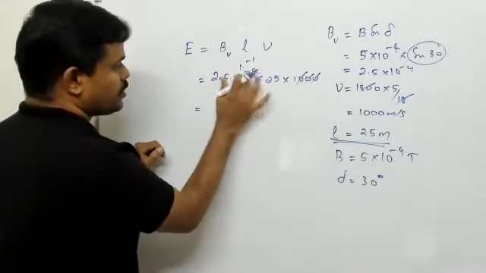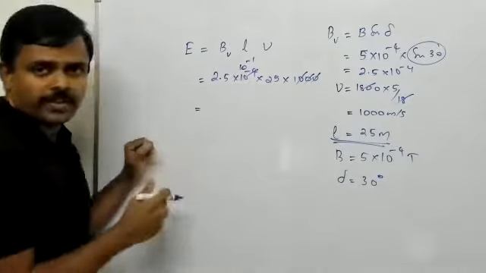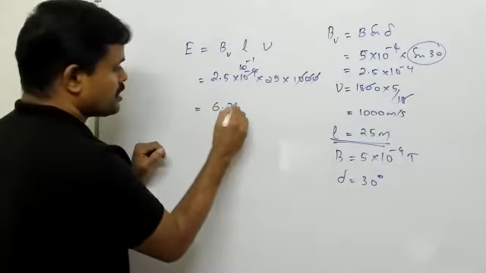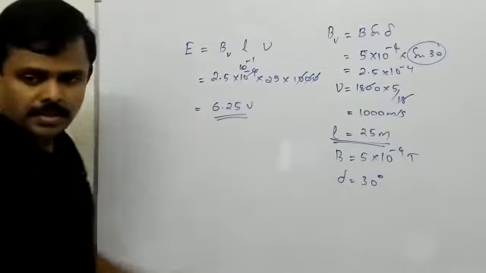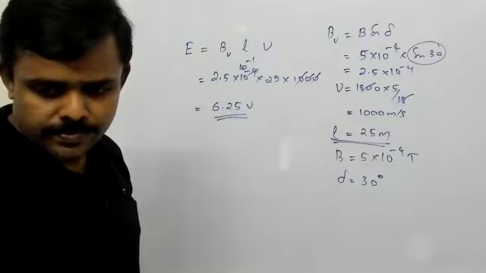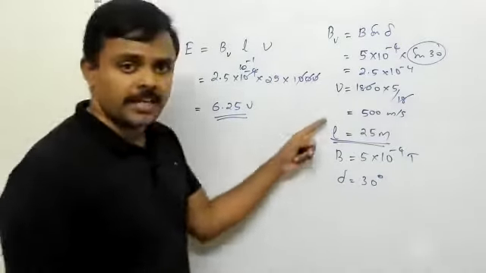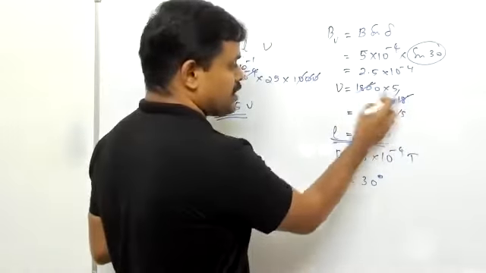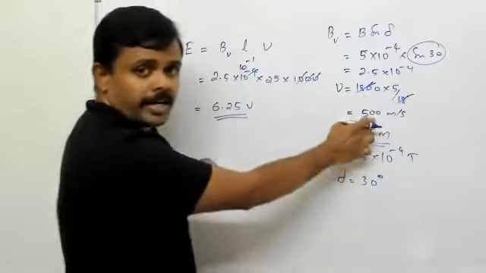10 power minus 1 into 25 is 2.5. 2.5 into 2.5 is 6.25 volts. Did you understand this? So I made a mistake. This is 18 and 18 are getting cut. It is 500. 5 into 100 is 500. I wrote it as 1000 earlier.